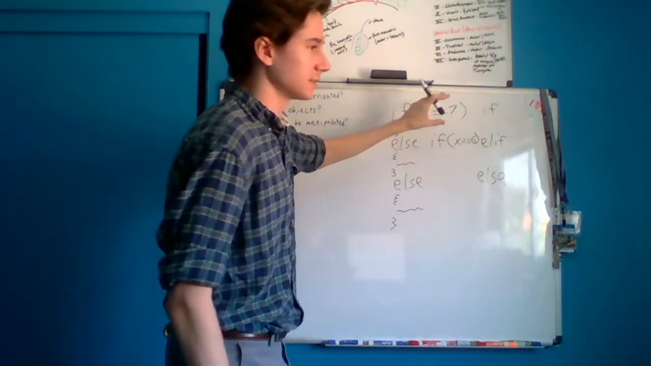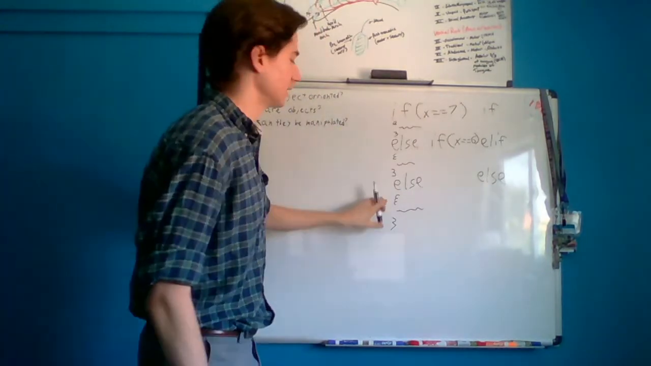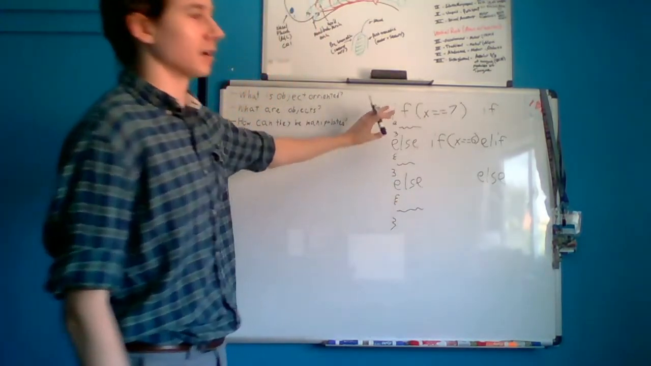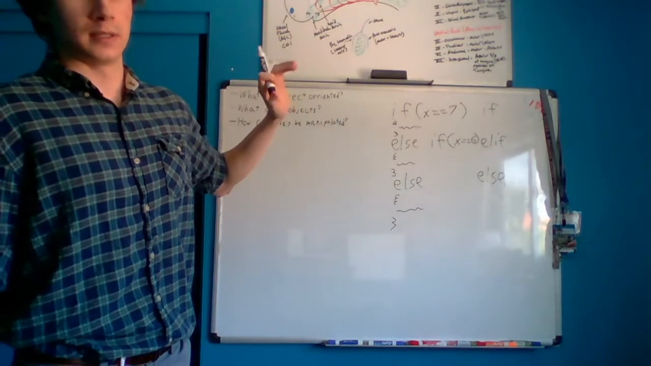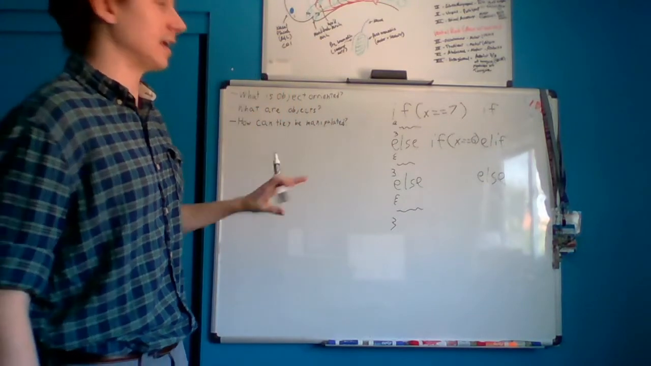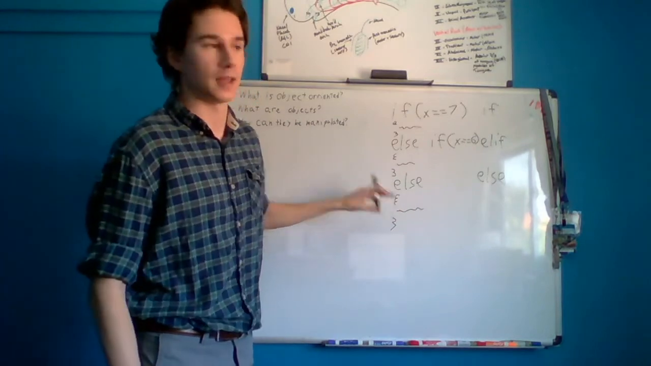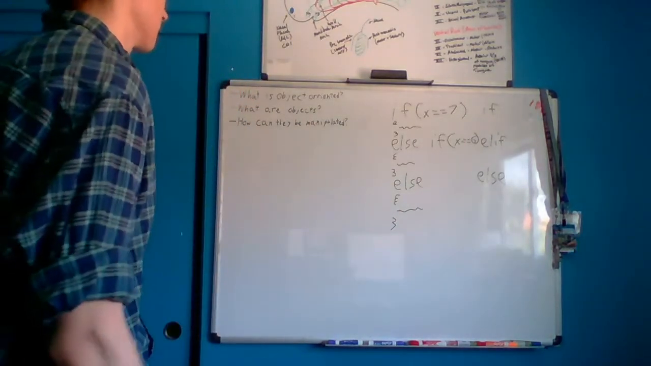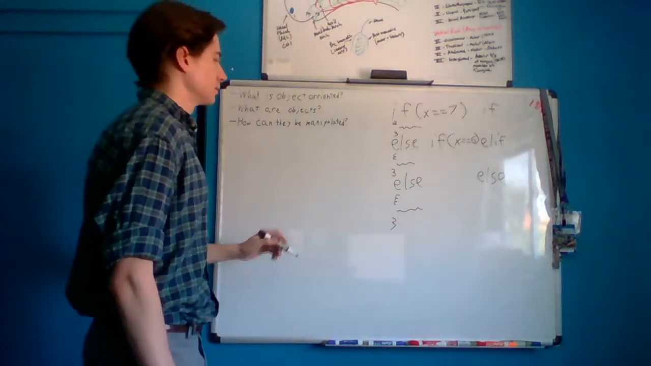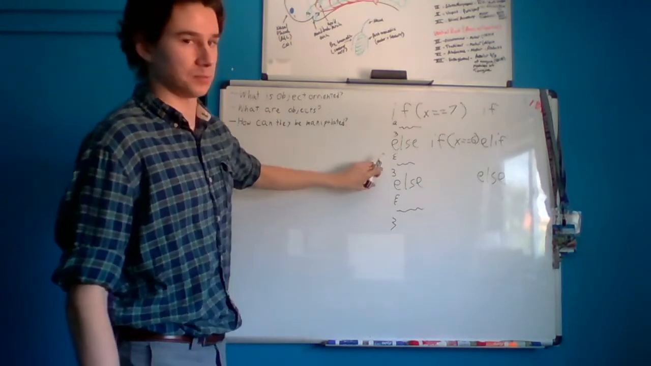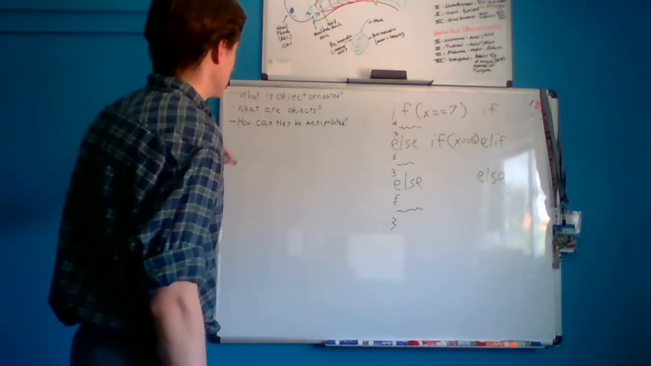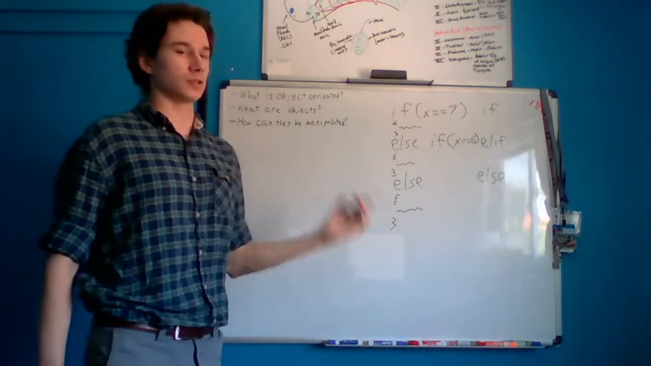like, okay, if this thing is true, do this, and then this last else always triggers if none of the above is true. So, hey, if you can't do anything up here, do this last statement. And that's how the conditional statements work. And so those are pretty much the basic logic statements, and then after this is loops.